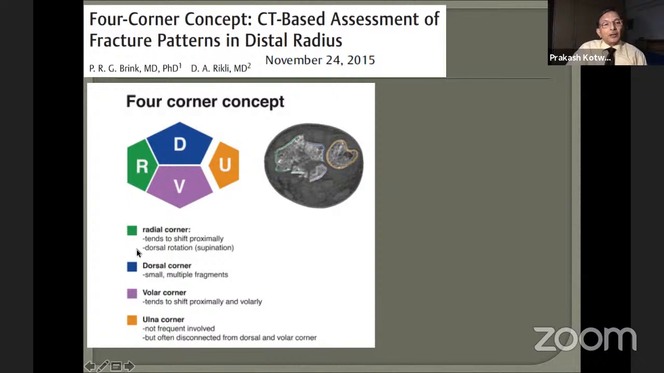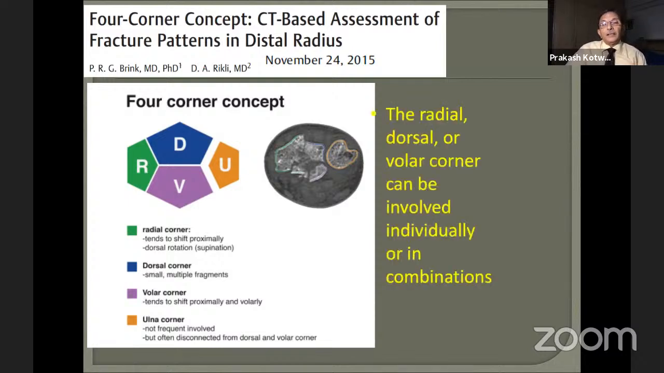One is the radial corner, which tends to shift proximally in a fracture, and there may also be supination. Then there is the dorsal corner, which is actually small, and there are usually multiple fragments, comminution, which we just talked about. Then there is the volar corner, which shifts more proximally and volarly. And then the ulnar corner, which is not frequently involved and is often disconnected from the dorsal and volar corners.